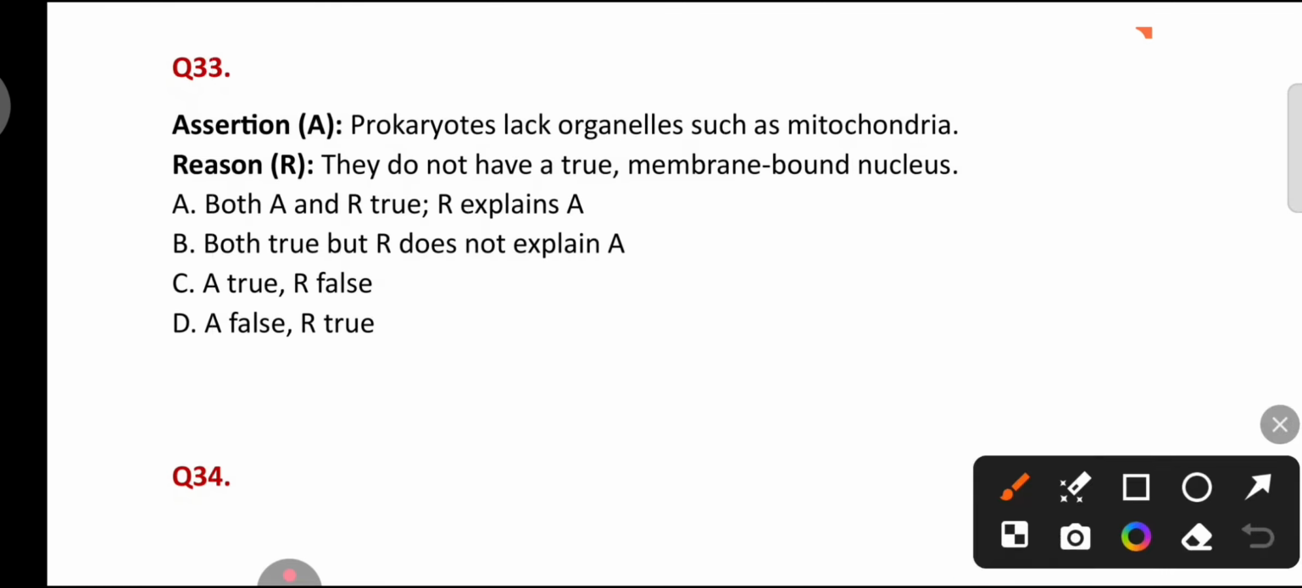Prokaryotes lack organelles such as mitochondria. This is correct. They don't have a true membrane-bound nucleus. This is also correct. But here the reason does not explain the assertion. Option B is correct.